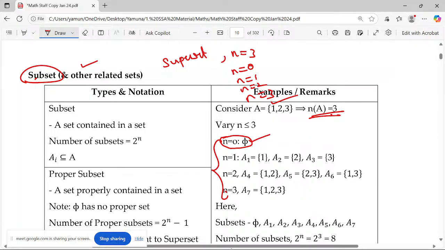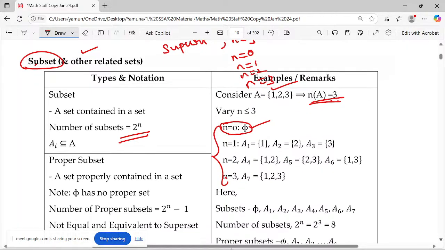How many subsets will there usually be? 2 per n. You remember how we got this 2 per n using permutations and combinations. We did this Pascal triangle, 1, 1. It can come or it cannot come. If it comes, one option. If it cannot come, one option. So 1 plus 1, 2. That's why you're getting 2 per n.